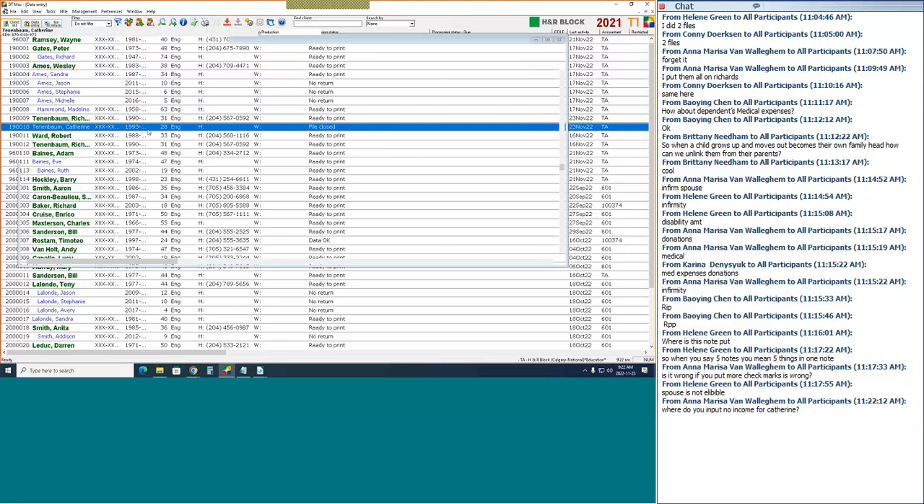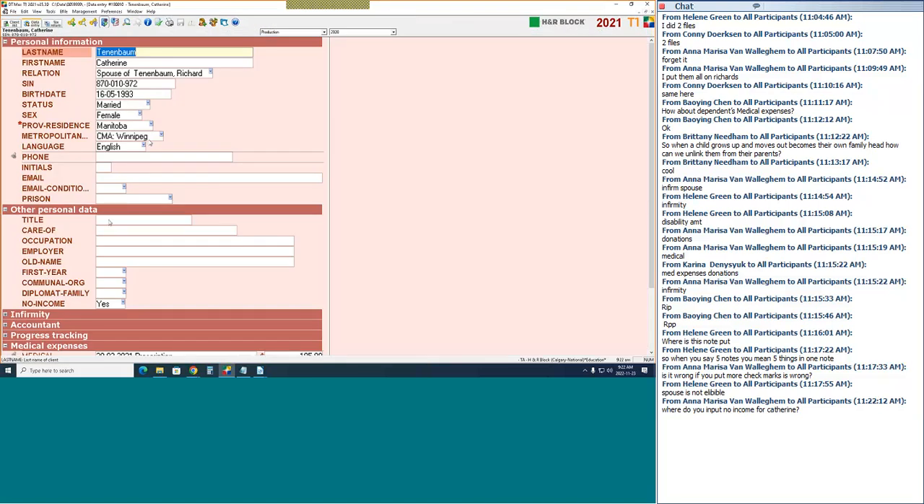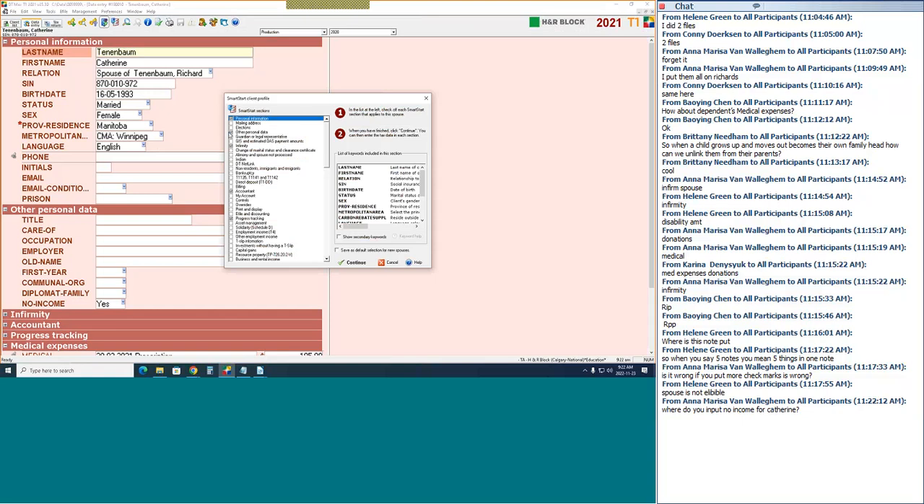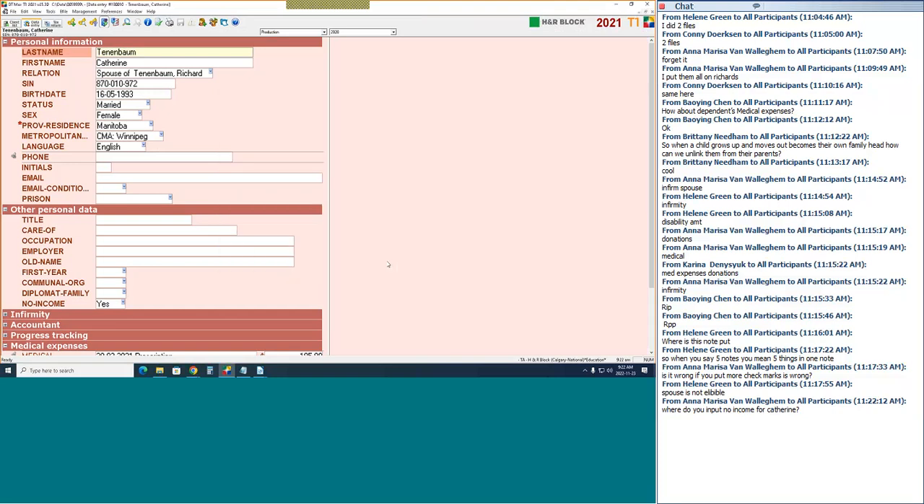Where do I input no income for Catherine? It is in other personal data. So there's two ways of finding it. One is remembering that it's in other personal data. You can kind of guess. So again, as you're going through here, when you're clicking on a different section, you're going to see on the right side of the screen what kinds of things are included in that. So if I'm clicking on other personal data and I'm going down, one of them down here will say no income. Or if you can't remember, just go into the keyword, which is no hyphen income.